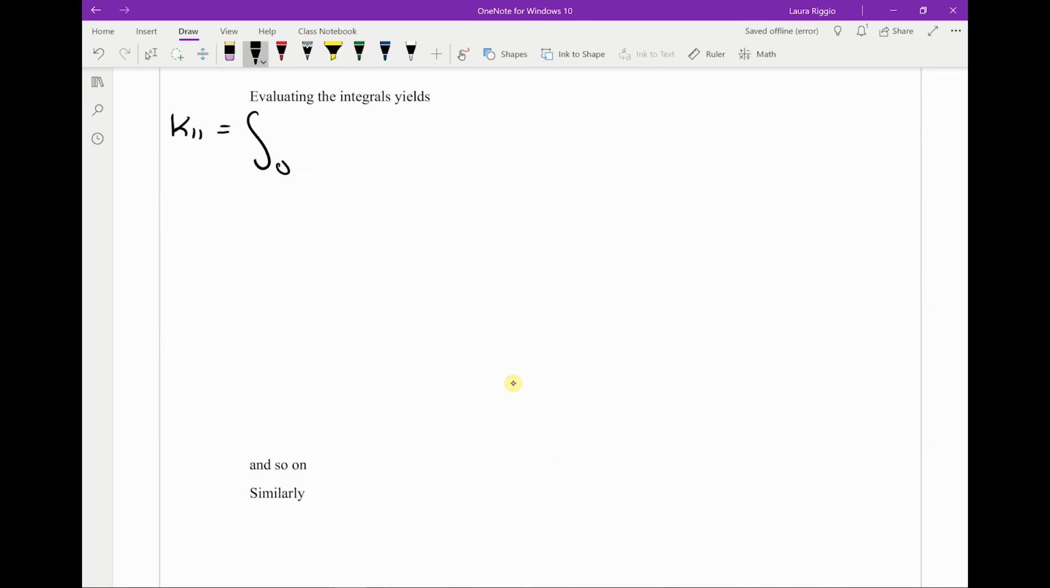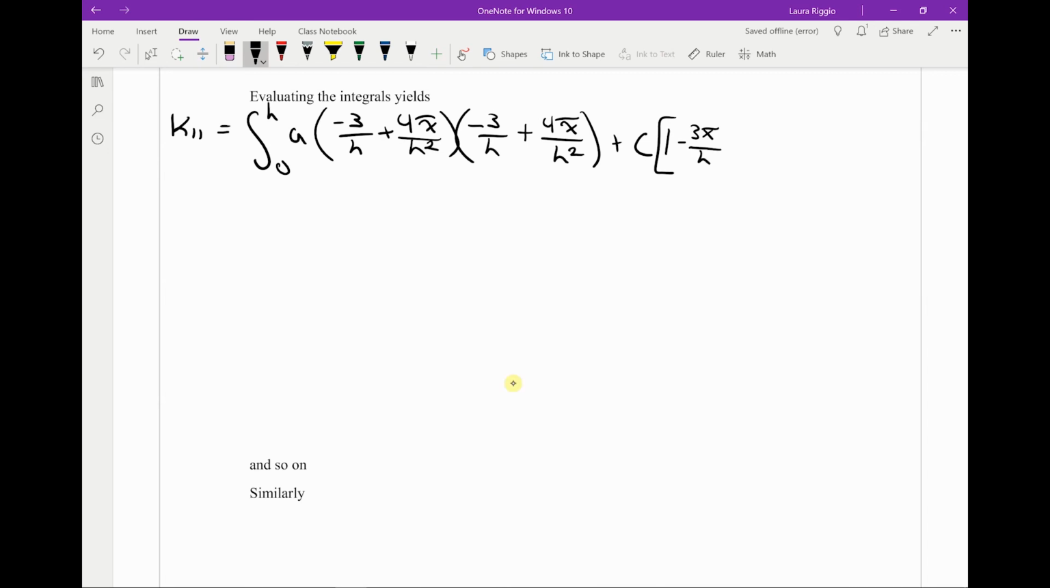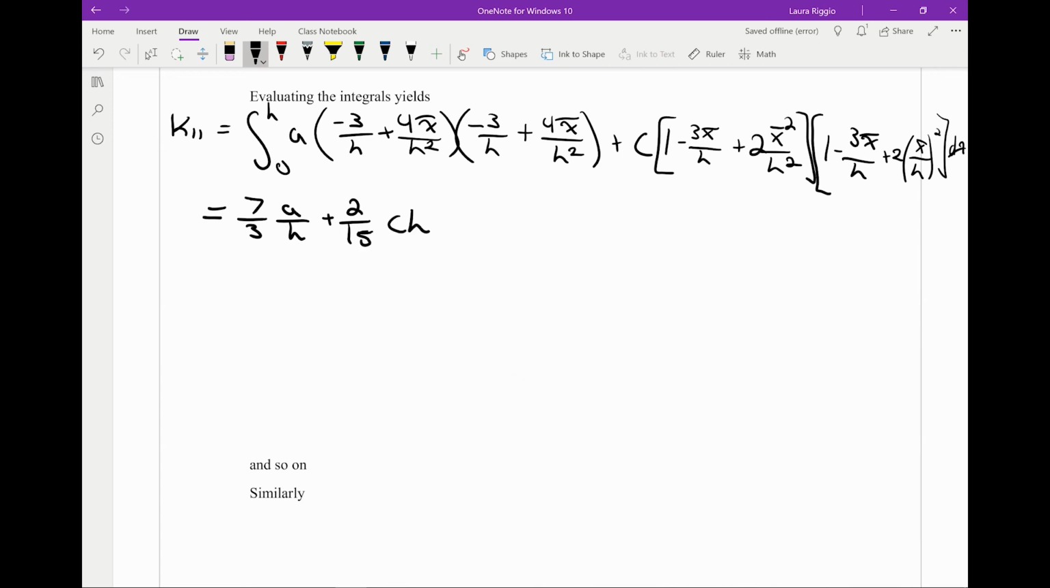K11 would be the integral from 0 to h of a times (minus 3 over h plus 4x bar over h squared) times (minus 3 over h plus 4x bar over h squared) plus c times (1 minus 3x bar over h plus 2x bar squared over h squared) times (1 minus 3x bar over h plus 2x bar over h squared) dx, which gives you 7/3 a over h plus 2/15 ch.